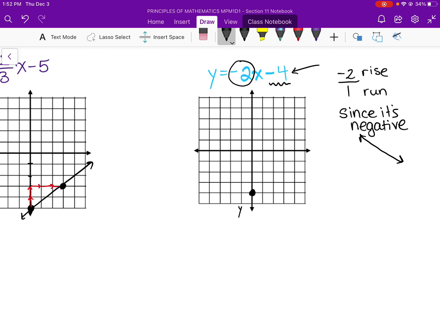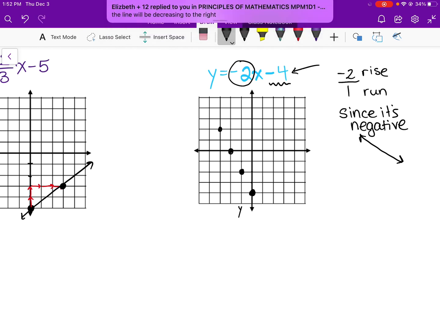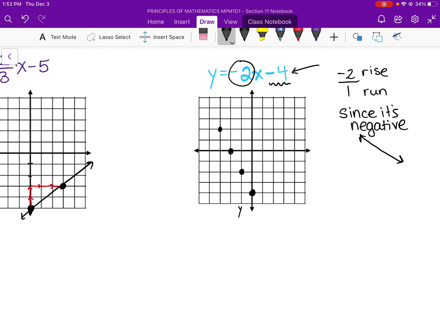So we're still gonna go up 2 over 1 because we can't really go down 2 over 1 or we'll be off the graph. So we'll still go up 2, but this time you'll have to go over 1 to the left, because our line's gonna be sloping this way. If we went this way, then it would be a positive slope. And then we can keep our pattern going, up 2 over 1, up 2 over 1. Yeah, exactly. The line will be decreasing to the right. You got it. So that's how we would sketch it.